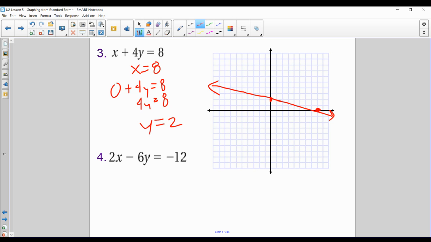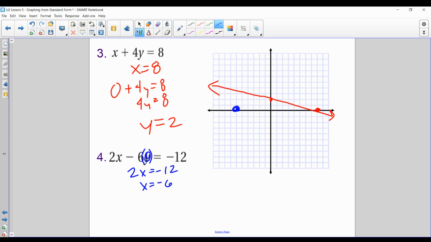I can use the same method with the second one. If I want the x-intercept, then the y value becomes 0. And I get 2x equals negative 12. So x is equal to negative 6.